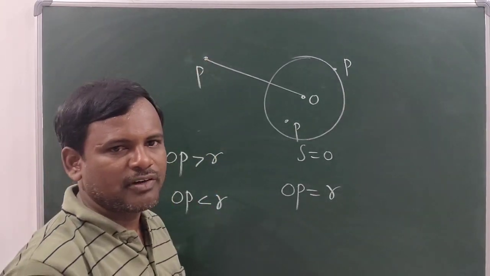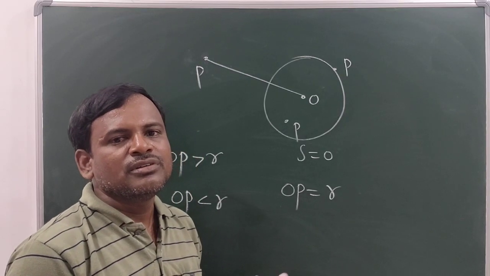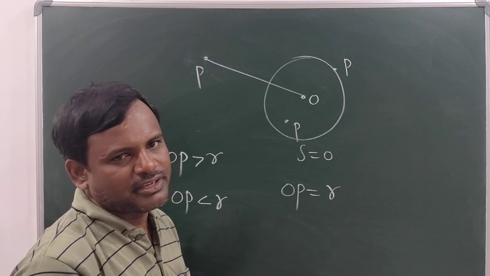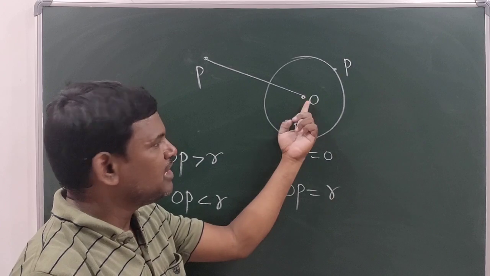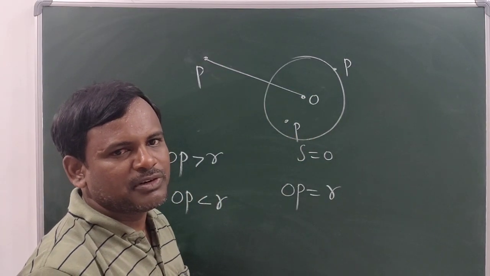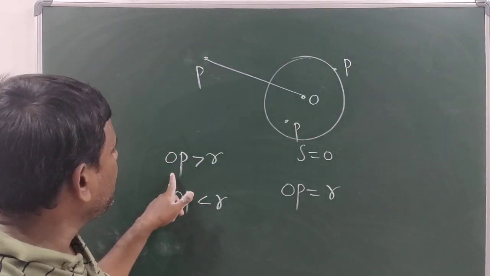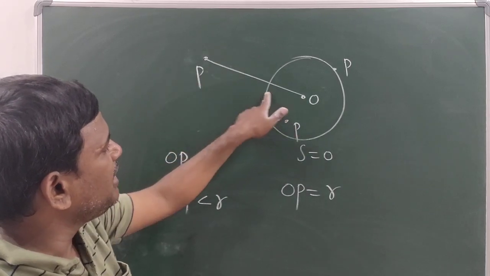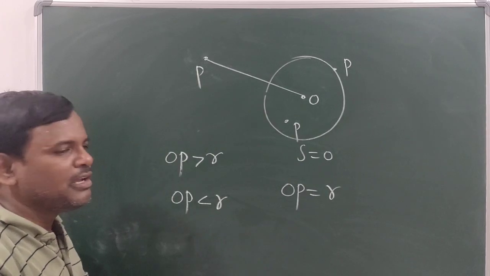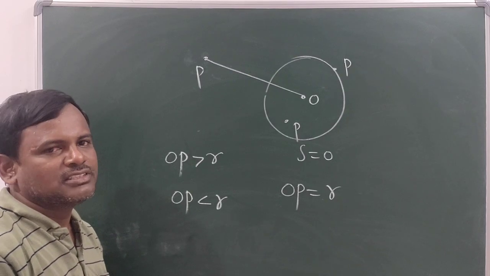Point P coordinates will be given to you, the circle equation will be given to you, and they will ask us to identify whether P is outside, on the circle, or inside. Means what you have to do? Find the center, find the radius. Measure OP length, you know the distance between two points, and the radius you know. When OP is more than the radius, then P will be outside. If OP is less than R, P will be inside. If OP equals R, P will be on the circle.